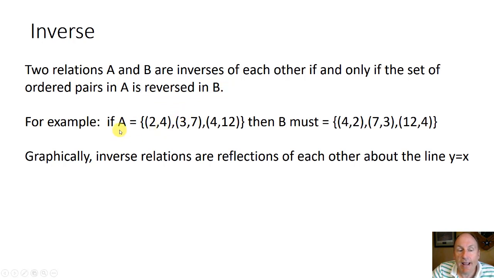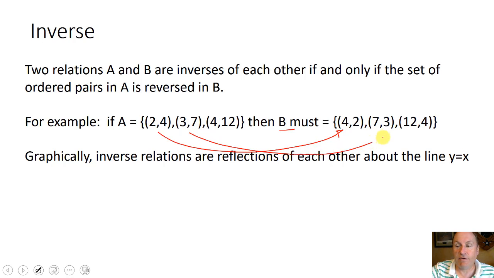So let's say A is a relation which has three ordered pairs in it: (2, 4), (3, 7), and (4, 12). For B to be an inverse, I'm going to take those ordered pairs in A. (2, 4) becomes (4, 2), (3, 7) becomes (7, 3), and (4, 12) becomes (12, 4).